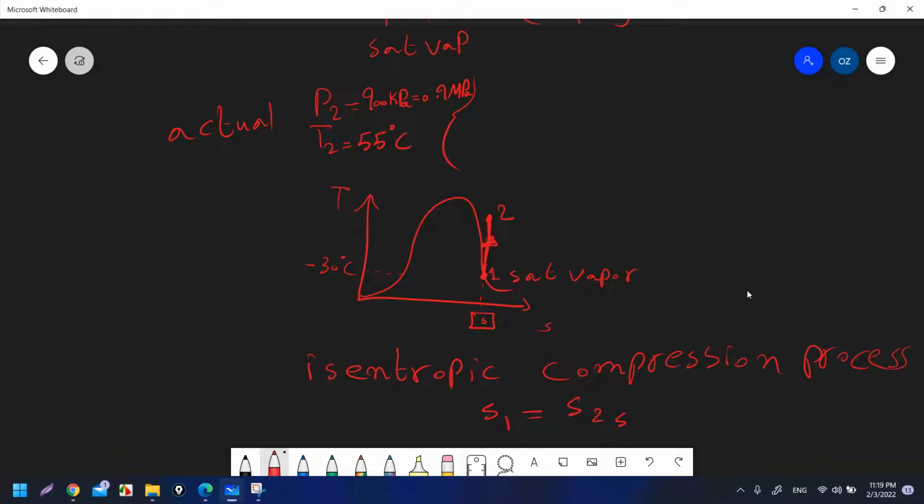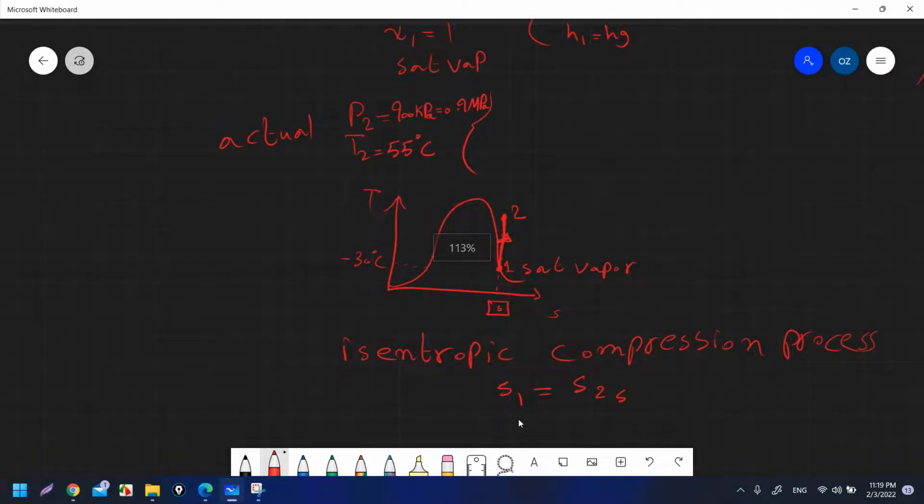So I need to find S1 so I can get S2s, and from it I can get other properties. But if it is the actual cycle, what is the other property at this temperature? I mean at this state 2. For state 2 I know P2 and T2. P2 is 0.9 megapascal, and I know that T2 is 55 degrees Celsius. So I have two properties. I can get the actual easily.